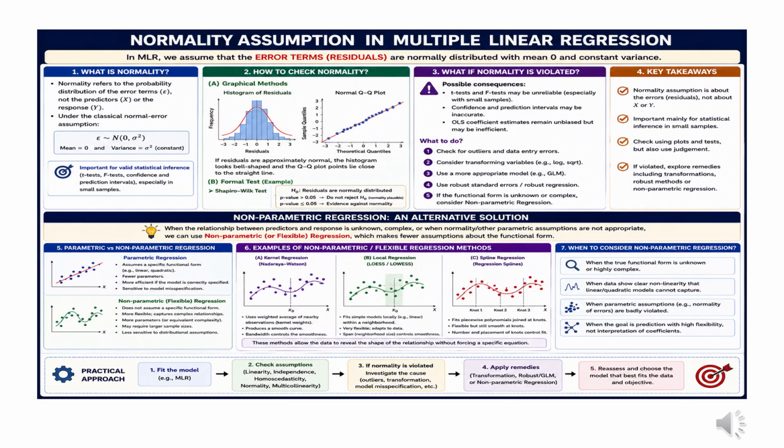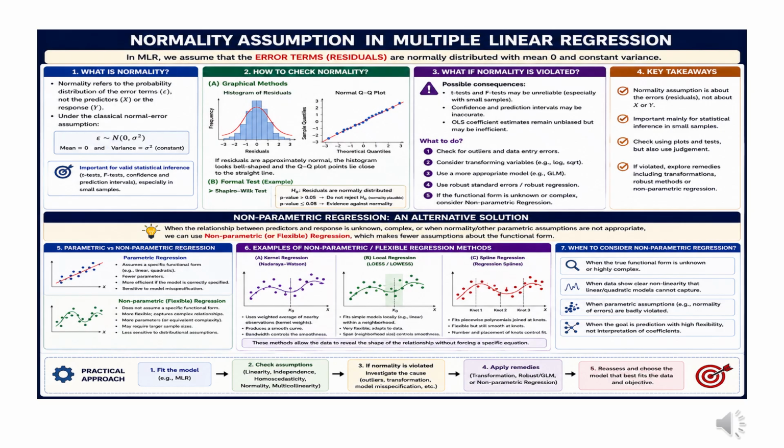Another possibility is non-parametric or flexible regression. This becomes particularly useful when we don't want to impose a specific functional form on the relationship between x and y. In parametric regression, we specify a mathematical form, for example, a straight line. In non-parametric regression, we allow the data to determine the shape of the relationship more flexibly. Examples include kernel regression, Loess, and spline-based methods.